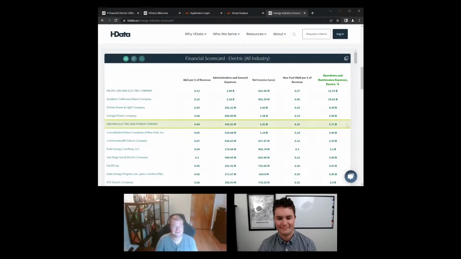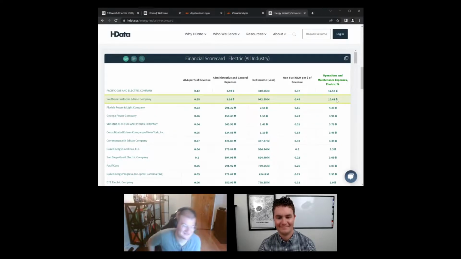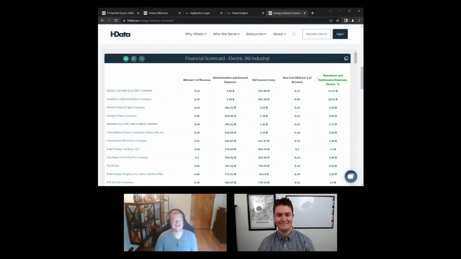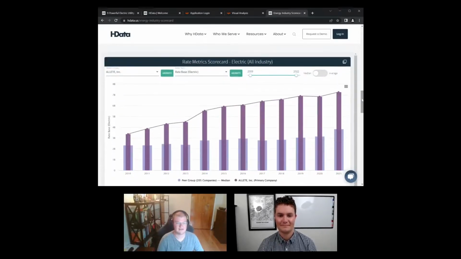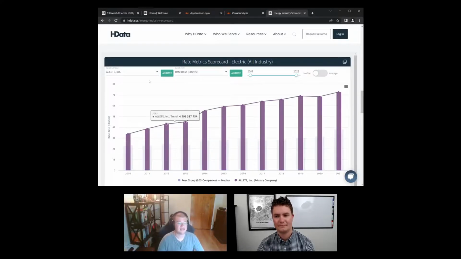And I can't even imagine what $12 billion would look like in person. But that's just a quick little visualization of the table, but we can understand it in a few different ways. We can visualize it. So I know I had talked about rate base a little bit. That's a very important metric in understanding the total value of the company. So if we want to look at Alliant here, we can see how their rate base has changed.